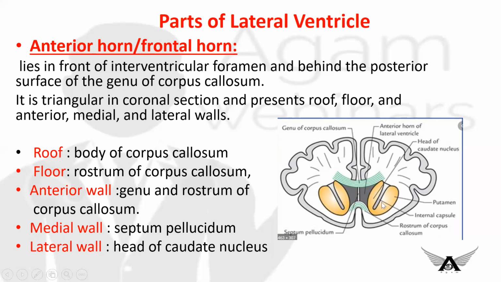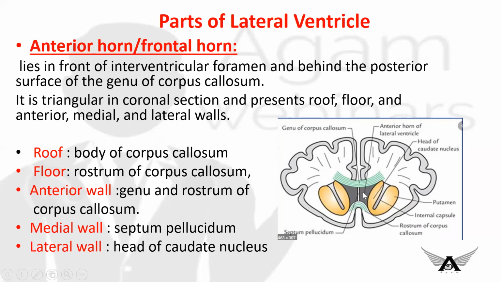The anterior wall is formed by the genu and rostrum of corpus callosum. This is the caudate nucleus. This is the putamen, with the internal capsule in between. We'll study more about this in the basal ganglia chapter. This is the medial wall, which is formed by the septum pellucidum. This is the lateral wall, which is formed by the head of caudate nucleus.